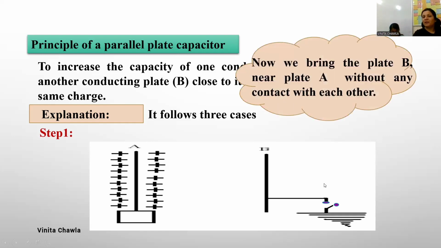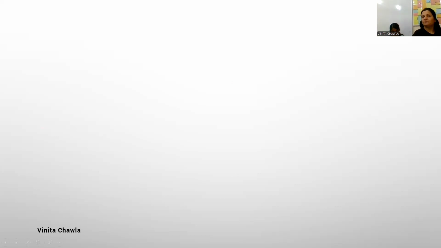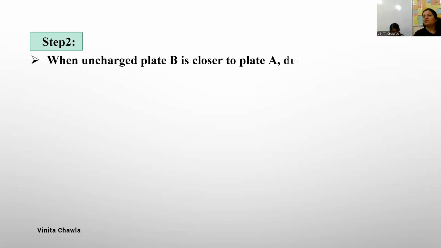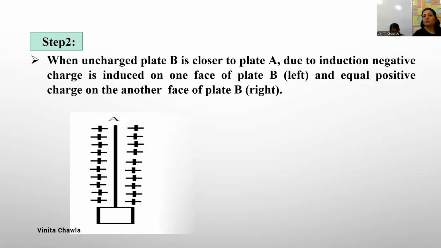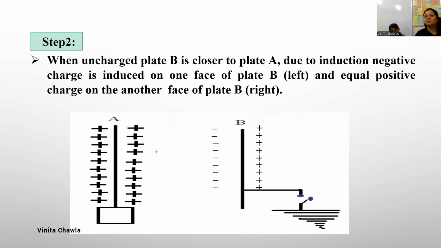Now if we bring this plate B very close to A, but we are not touching these plates, then what will happen? When uncharged plate B is closer to plate A, then due to induction, negative charge is induced on one face of the plate on the left side because this plate carries charge. It is a conductor. It's obvious that it has charges in it. So charges will polarize. So if we keep this plate B very close to A, then charges in plate B get polarized. So we will have negative charge on this side and positive on that side.